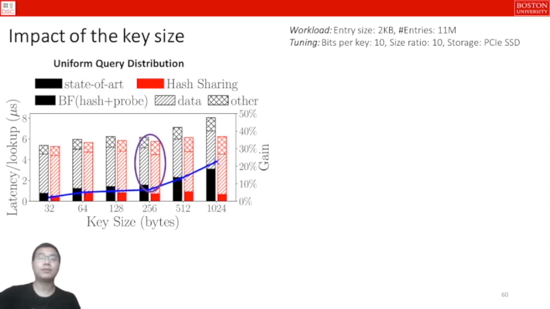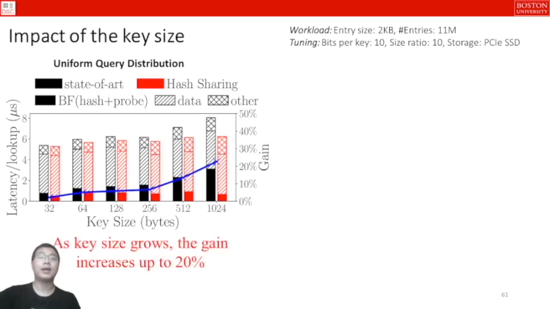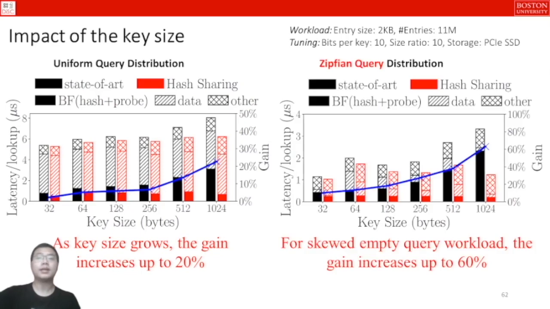As we can observe, as key size grows, the difference between two adjacent solid bars increases, while the other two bars remain nearly the same. As a result, as key size grows, the gain increases up to 20%. It is worth mentioning that for skewed query workload, the gain increases up to 60%.